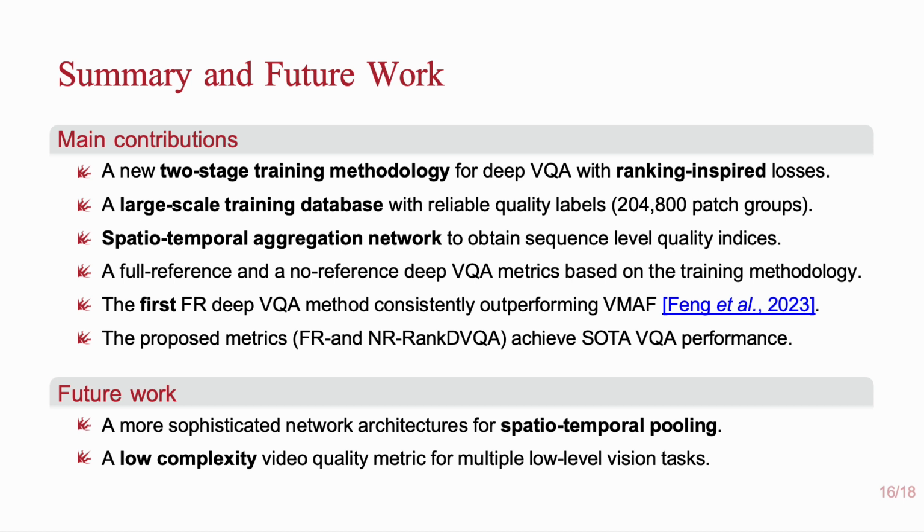In this work, we propose a new 2-stage training methodology for deep VQA with ranking-inspired loss functions. We introduce a large-scale training database with reliable quality labels to optimize patch-level deep VQA. We train an aggregation network for spatial-temporal pooling to obtain sequence-level quality indices. To the best of our knowledge, the proposed full reference quality metric is the first that consistently outperforms VMAF on various video quality databases without retraining.